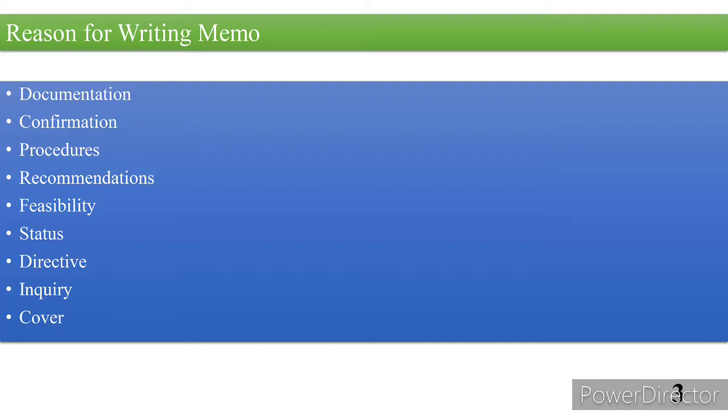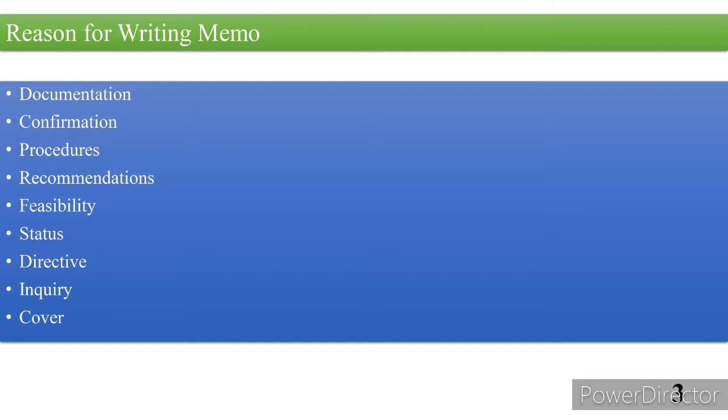The fifth one is the feasibility, studying the possibility of changes in the workplace, like locations, staffing, equipment, and circulation of vision and missions of the organization. So you can also write the memo for this purpose.